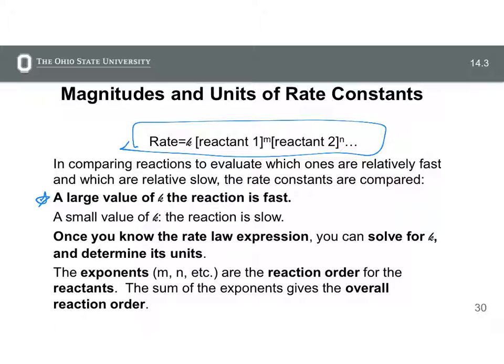And again, just to summarize, the reaction order, those are the exponents, the M or the N, what have you. And there's another term here that we use, it's called the overall reaction order. And that's simply the sum of the exponents. So M plus N plus whatever. Okay? So for the previous reaction, we had an exponent of 2 and an exponent of 1. The overall reaction order would be 3.